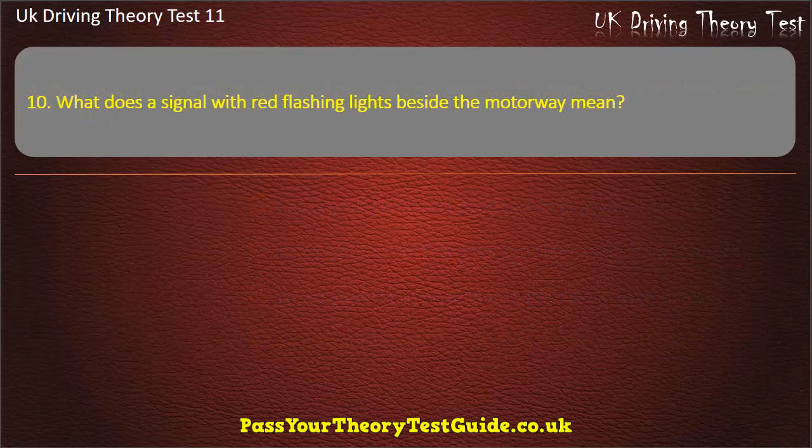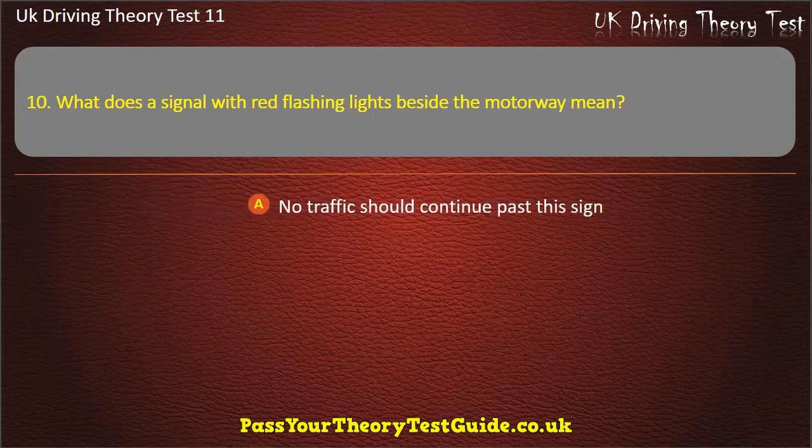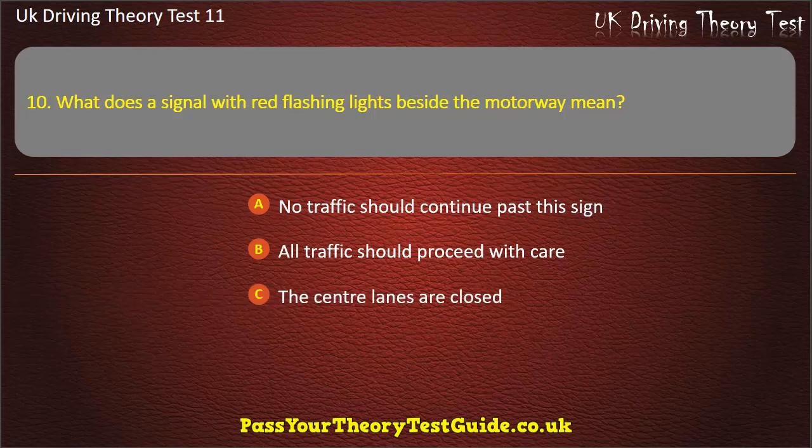Question 10. What does a signal with red flashing lights beside the motorway mean? No traffic should continue past this sign. All traffic should proceed with care. The center lanes are closed. Reduce speed, there is a hazard ahead. Answer. No traffic should continue past this sign.